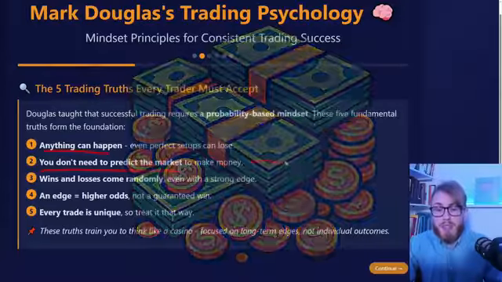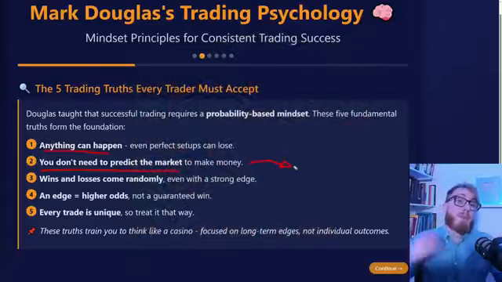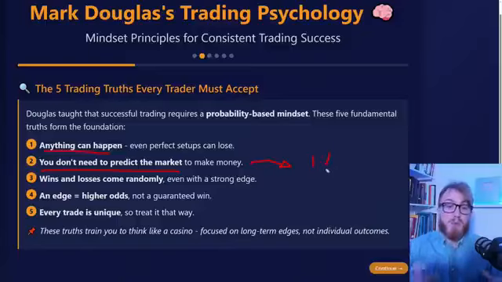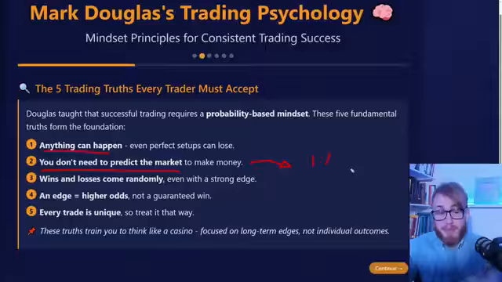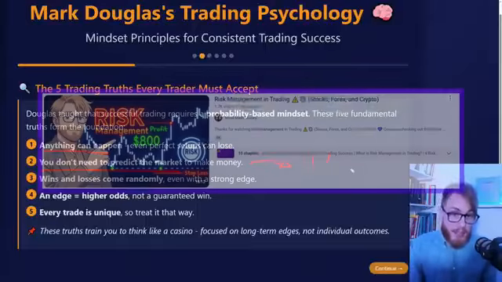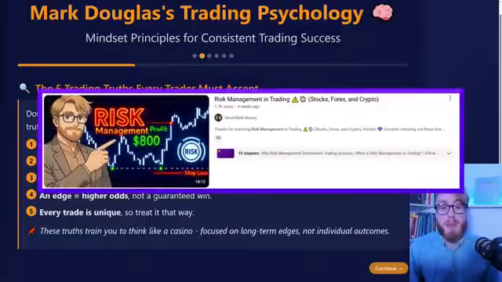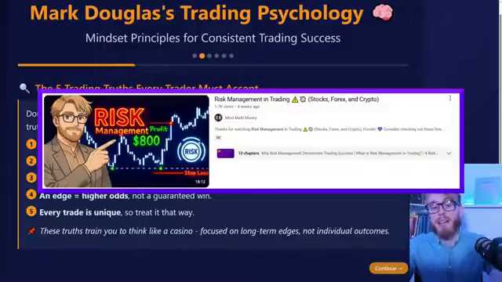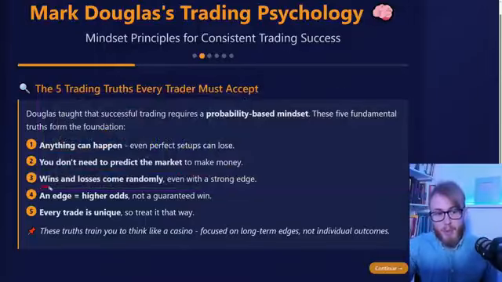Another very important thing is that you don't need to predict the market to make money. But what you need to do is that you need to be right most of the time. Or this is actually a simplification, because depending on what risk to reward ratio you are using, you don't even need to be right all the time. If this sounds a little bit complicated, I highly recommend to watch my video on risk management, and I will make sure to link the video up in the corner as well as in the description.